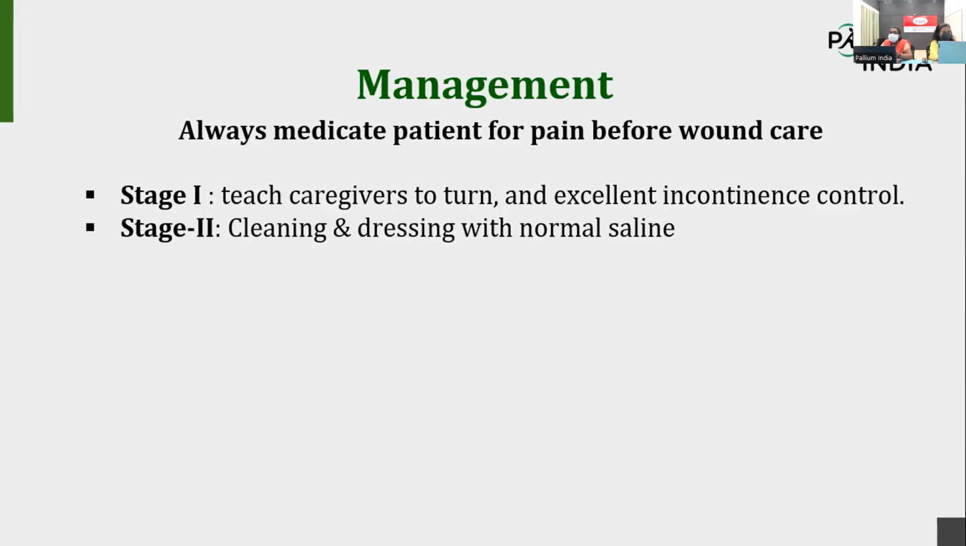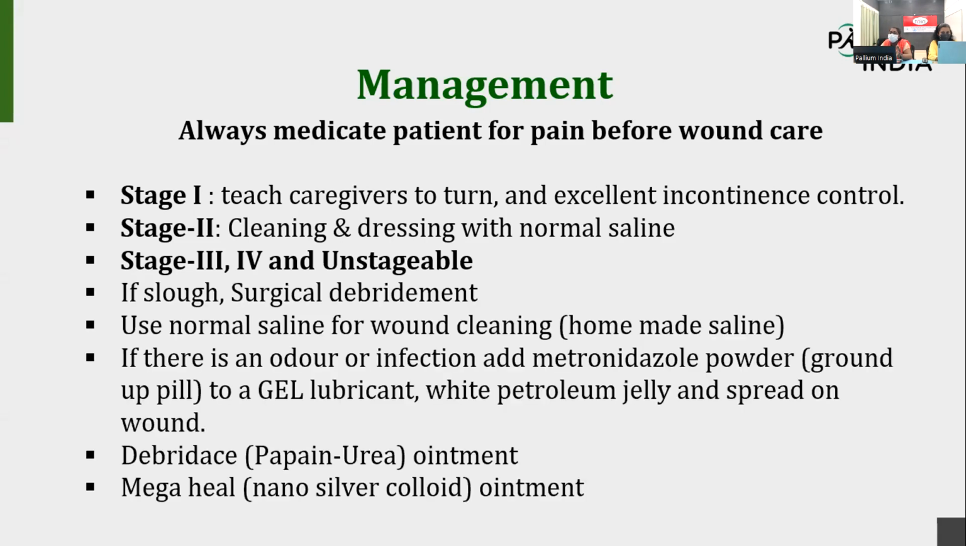Coming to the stage 2 pressure ulcer, there is only a clean wound, no slough. You can clean with normal saline. Normal saline is enough for second stage wound management. Coming to the third, fourth, and unstageable management, if there is slough, that means black necrotic tissue, you have to do surgical debridement. Use normal saline for wound cleaning, and you can also teach how to prepare homemade saline.